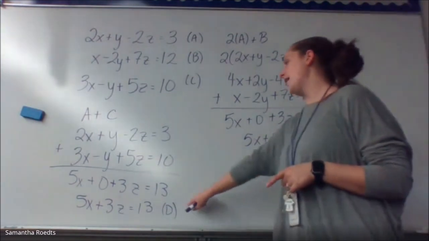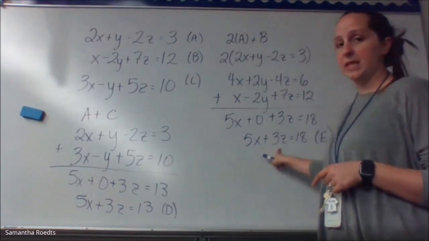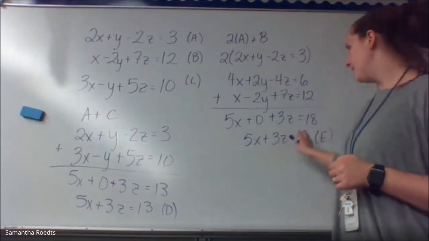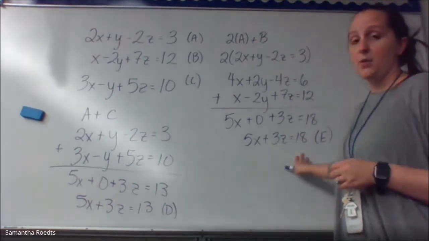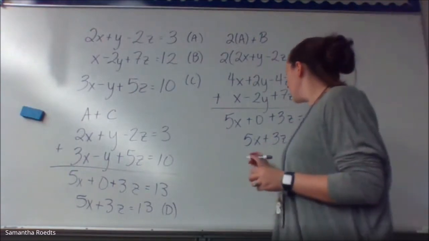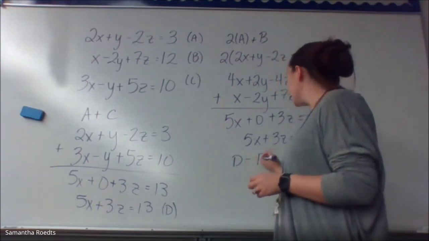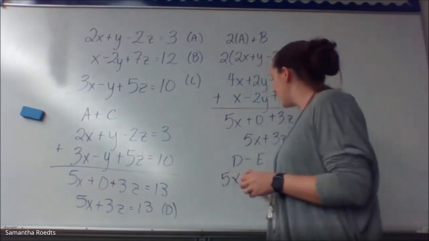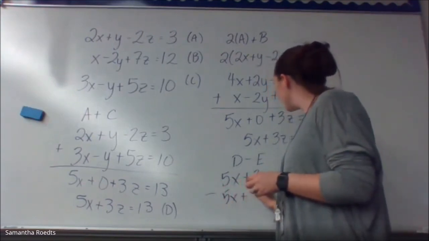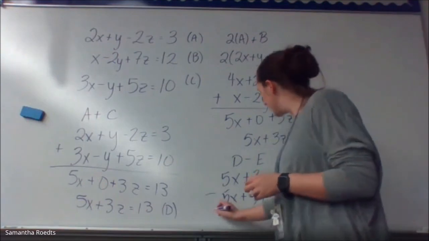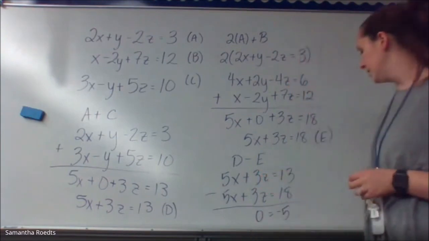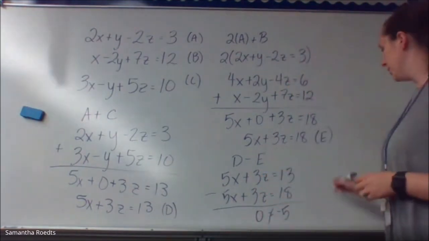I can notice that I have x and z's in both of D and E. I also notice that 5x plus 3z equals 13 is D, and 5x plus 3z equals 18 is E, which means they're not going to have a solution. They're going to be inconsistent. So if I take D minus E, I get 5x plus 3z equals 13 minus 5x plus 3z equals 18. And I'm going to get 0 equals negative 5. Well, that can't happen, so there's no solution.